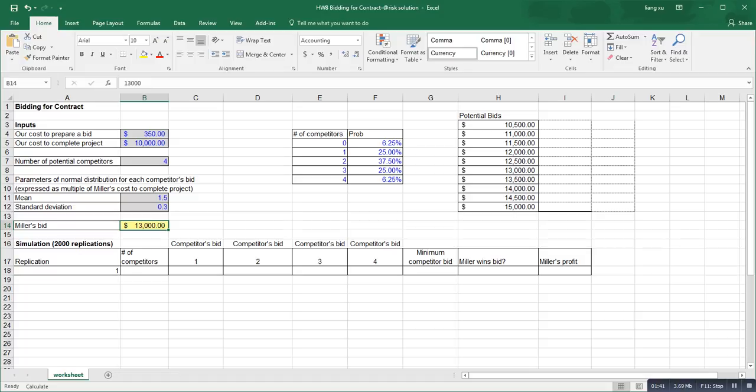The problem is to decide the optimal bidding amount for Miller's Construction. If they bid too high and win the project, that would be great. They can earn this amount as their revenue, but there will be a very low chance they can win with a high bid. On the other hand, if you bid too low, then they are very likely to get the project, but they will only earn a low profit because they offer such a low price. So that's the trade-off. Now let's look at how to solve this.